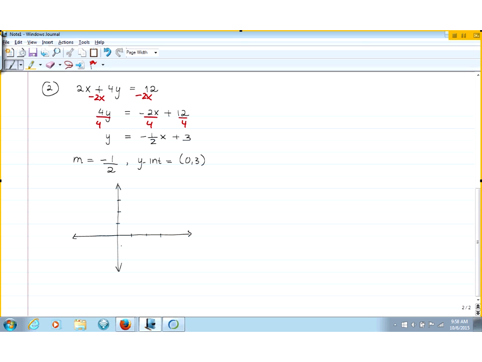Okay. So 1, 2, 3. So let's start at 0,3. Okay. Now what do we do? Yes, the slope. So we use the slope. What do I do with my slope? From 0,3, what do I do? The slope is negative half. What do you think we will do? Go down 1, and then 2 to the right. Yes, so go down 1, and then 2 to the right.